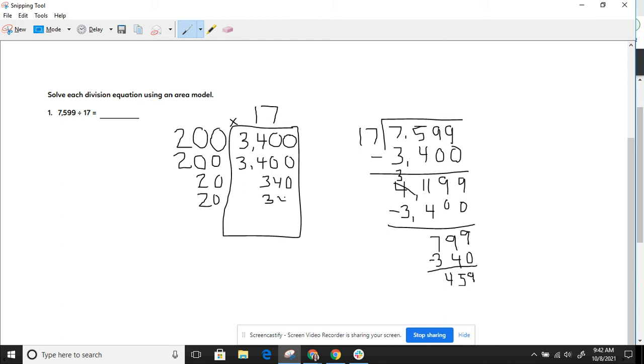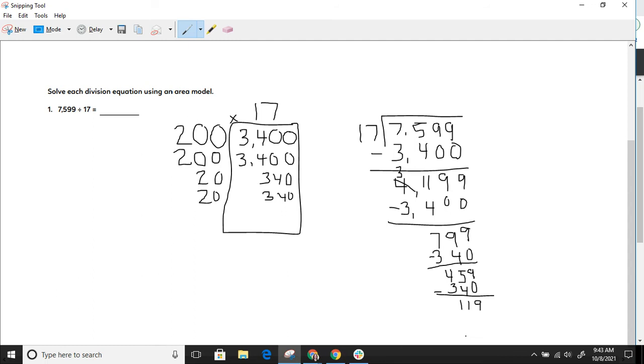17 times 20 is 340. I'm going to write that over here. I'm starting to run out of room, guys, so I'm going to start writing a little bit smaller. And then I've got 9. 5 minus 4 is 1. And 4 minus 3 is 1. So now I'm at 119.